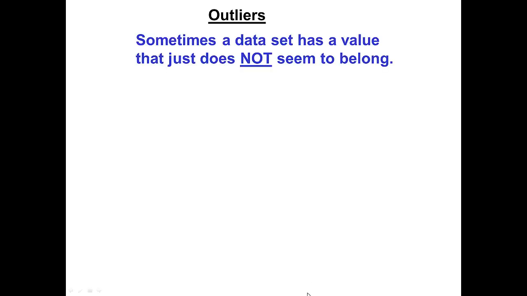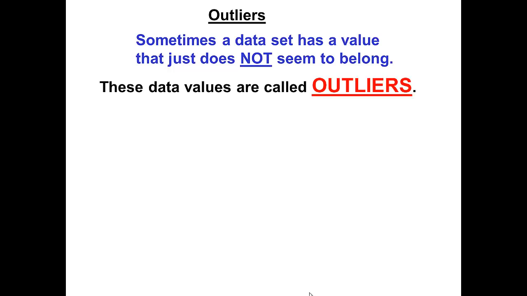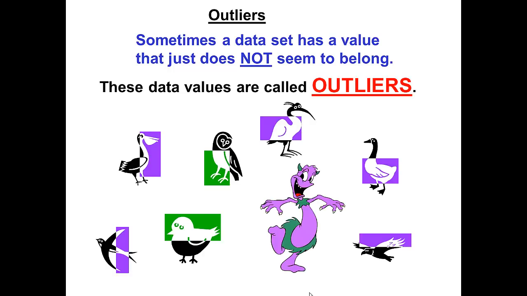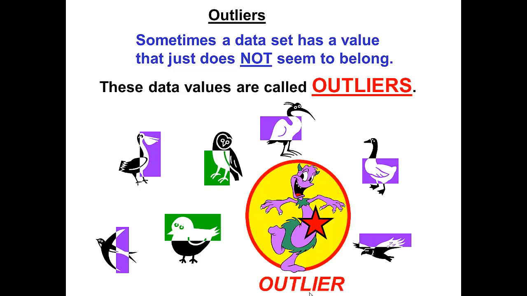Outliers is not the name of a new reality TV show about people living on the outskirts of town, but that could be a way to remember what an outlier is. Sometimes a data set has a value that just doesn't seem to belong. These data values are called outliers. Looking at this data set, which one does not seem to fit with the other data? This is our outlier.